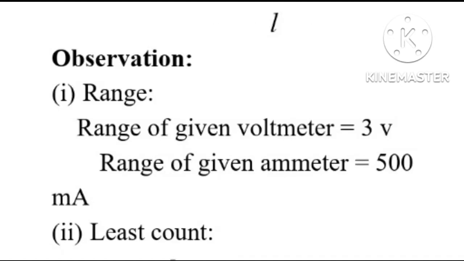Before starting the experiment, we have to note the range and least count of voltmeter and ammeter. Suppose here we are taking the range of the voltmeter as 3 volt. That means we can measure from 0 to 3 volt, and the range of ammeter we are taking as 500 milliampere. That is, from 0 to 500 milliamperes we can measure by using the ammeter.